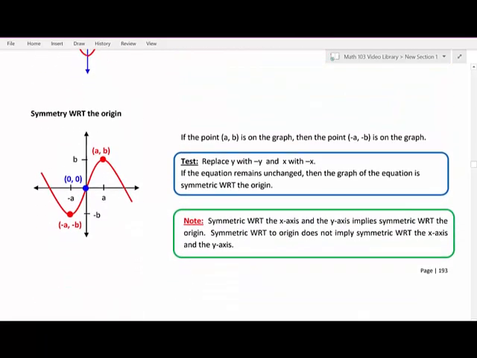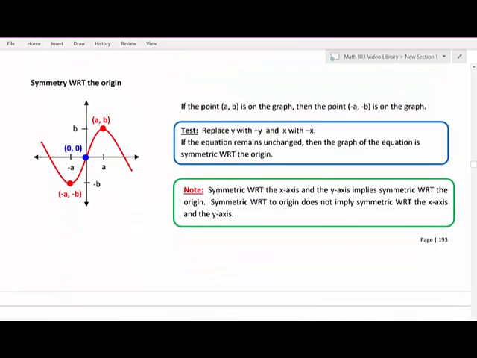Last one is our symmetry with respect to the origin. Notice the diagonal symmetry happening here. We've already seen that if the point (a, b) is on the graph, then the point (-a, -b) is also on the graph, that both coordinates change signs.